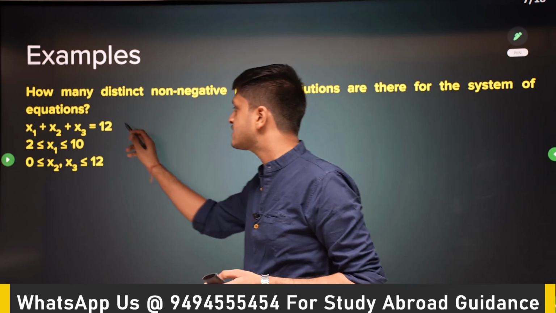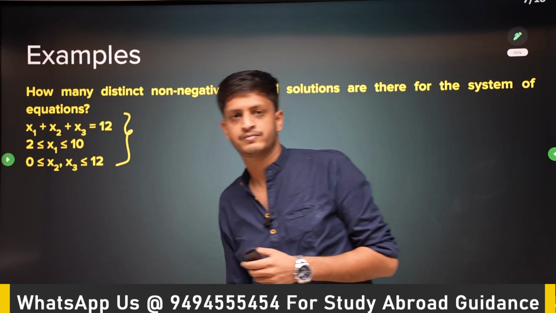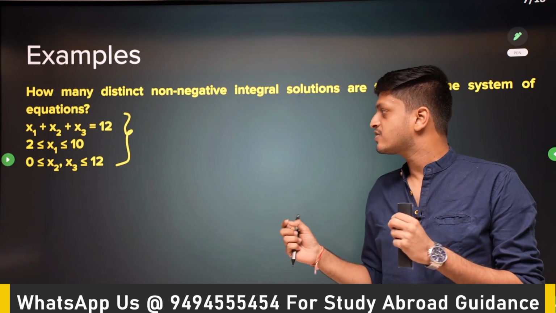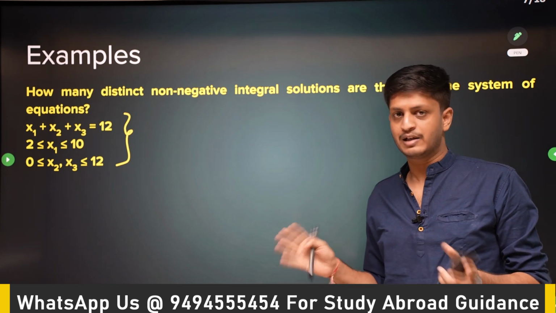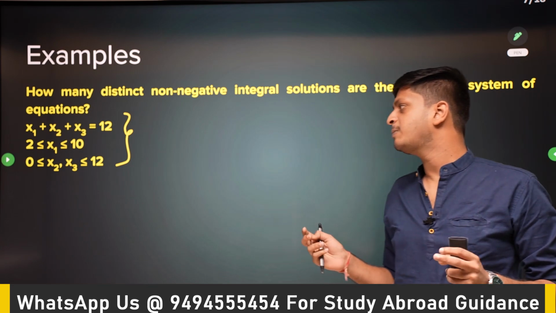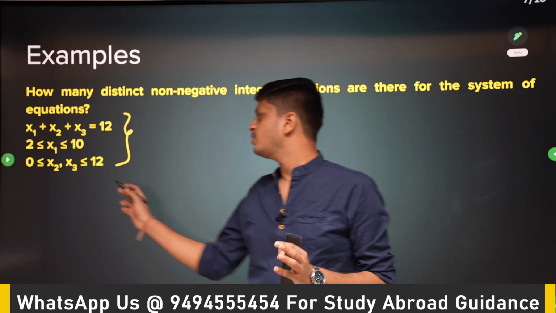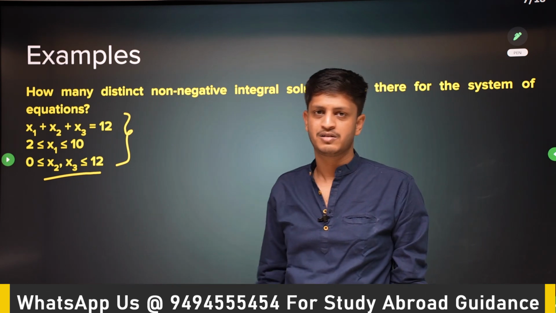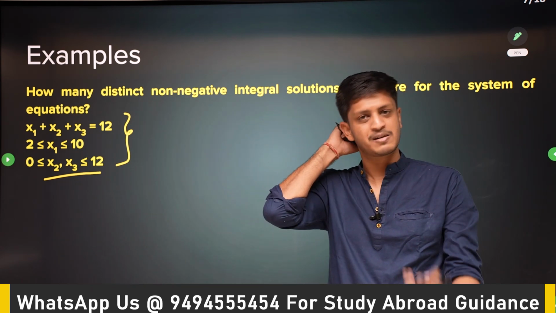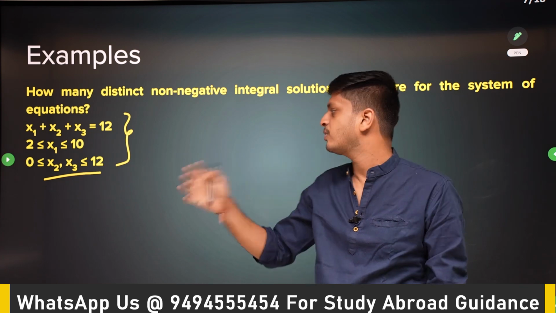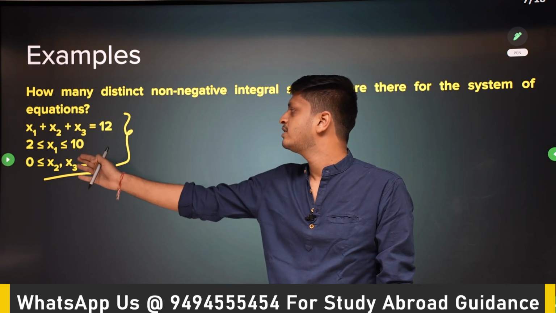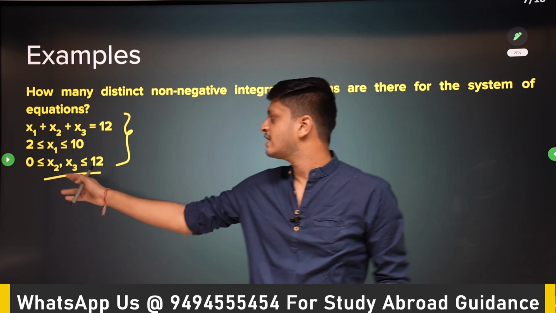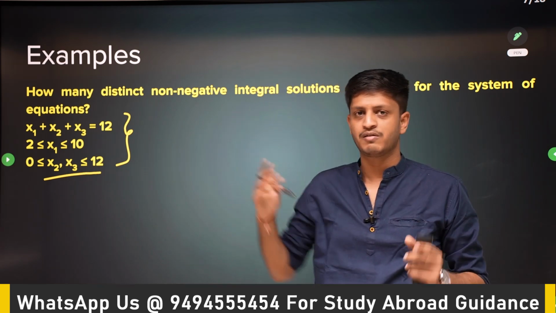Cool. So this is the system of equations that we want to solve. x1 plus x2 plus x3 is equal to 12. x1 has to be between 2 and 10 inclusive. x2 and x3 can be anything between 0 and 12, so there are no restrictions on x2 and x3. There is basically an infinite supply of x2 and x3, you can assume, because anyway we will never have x2 as 15, that won't satisfy. So for x2 and x3 we have an infinite supply, we have 12 of them.